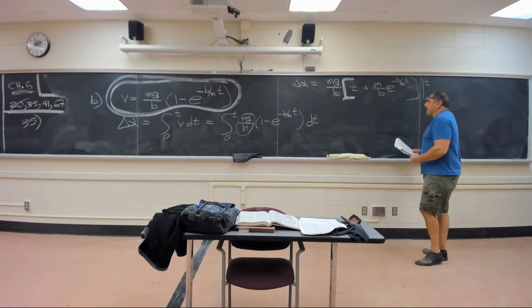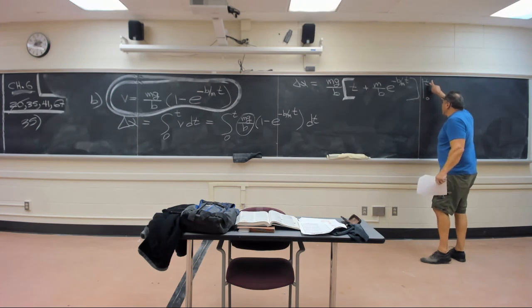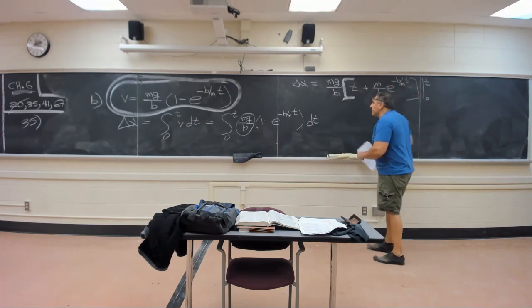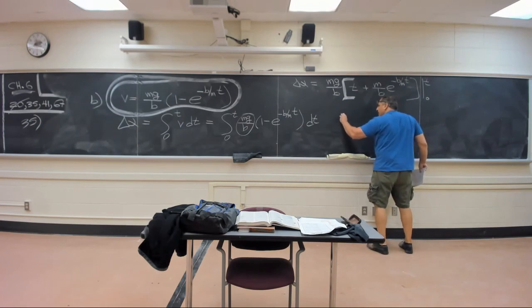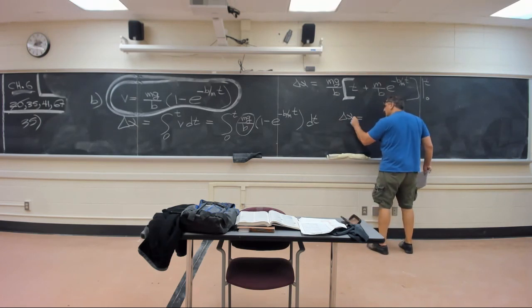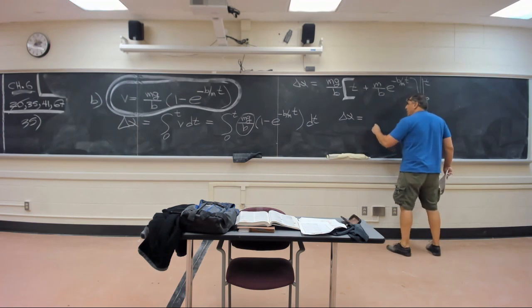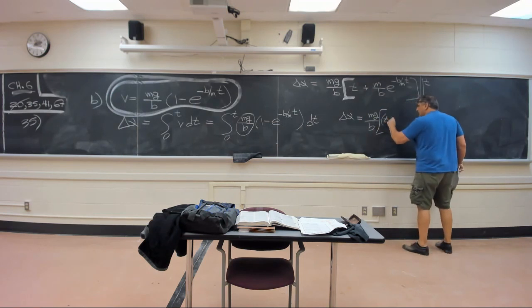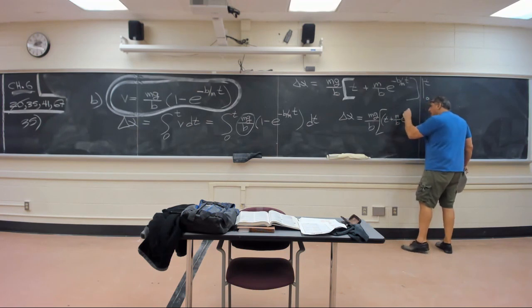So let's plug them in. Let's go from 0 to t. Put a t in there, you got all this. So delta x is going to equal mg over b. We're not going to sweat that too much. And it's going to be t plus m over b e to the negative b over m t.